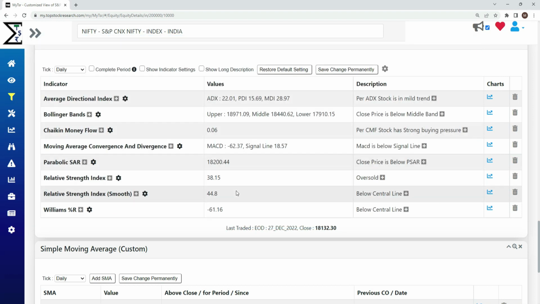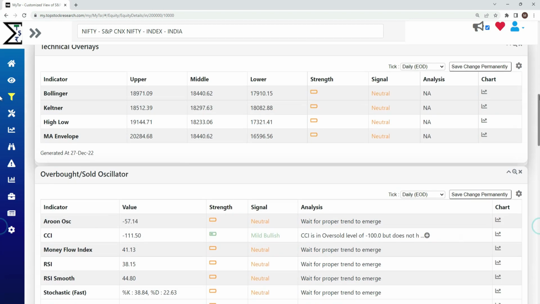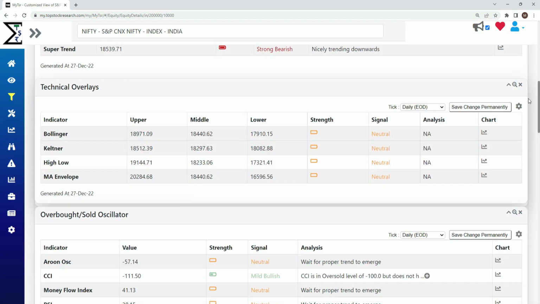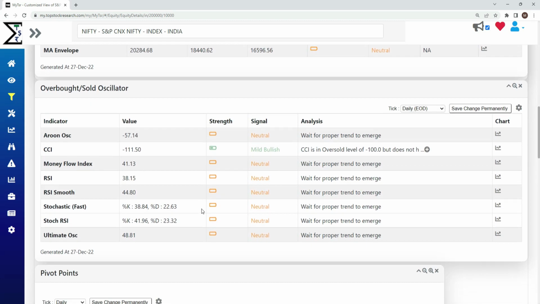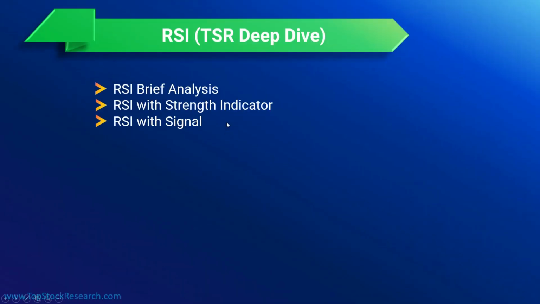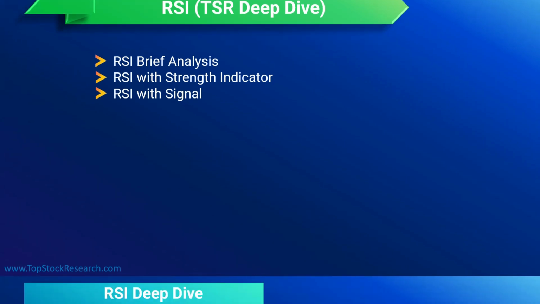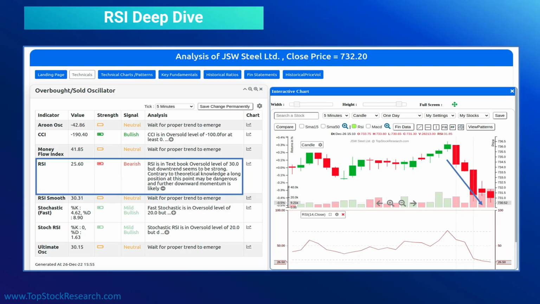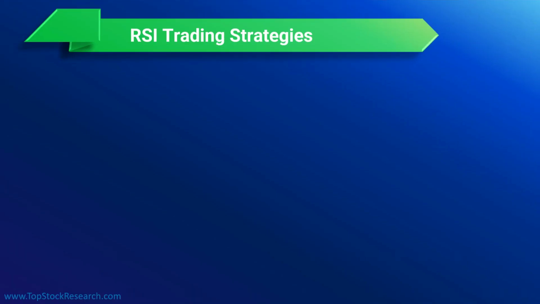So this is the way you can go into a particular stock and do a little bit of analysis on top of it. You'll get a ready-made number. You have color coding also up here, which will tell you what this RSI value means. So that's what we meant by the RSI brief analysis: strength indicator, color, and signal. A brief commentary is available. This is available not only for RSI but for all the indicators in the system. Okay, so that's about RSI on TopStockResearch on an individual stock, before we go into proper trading strategies.